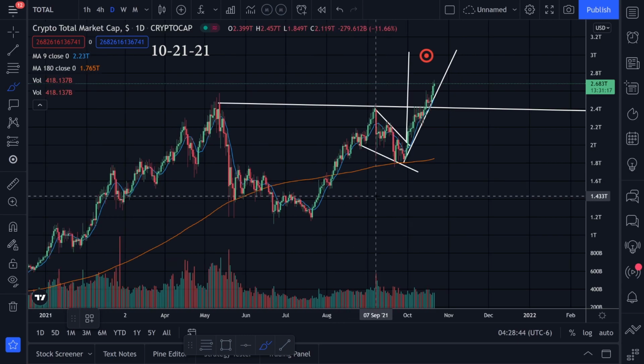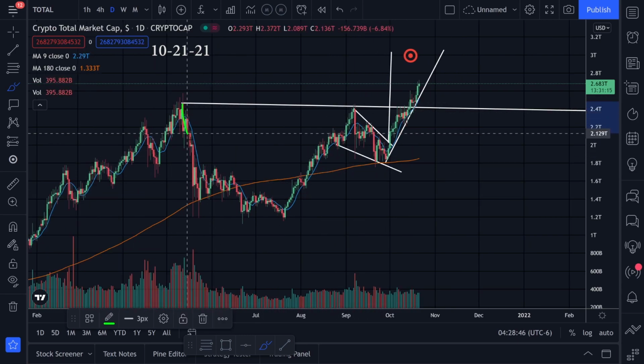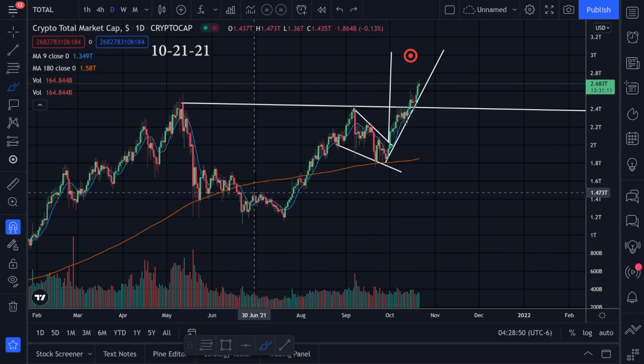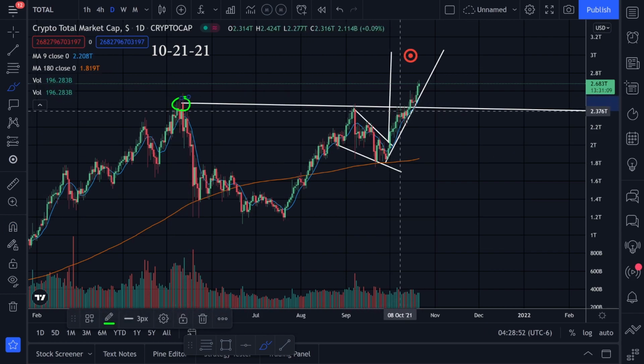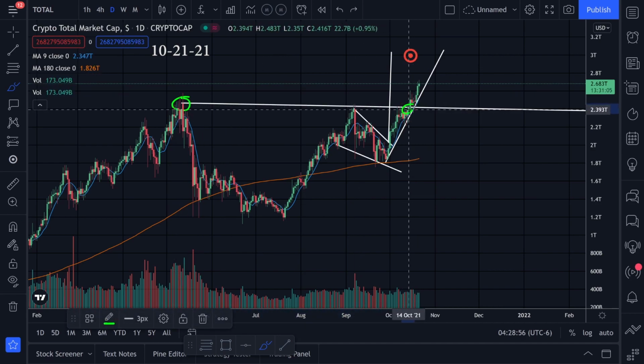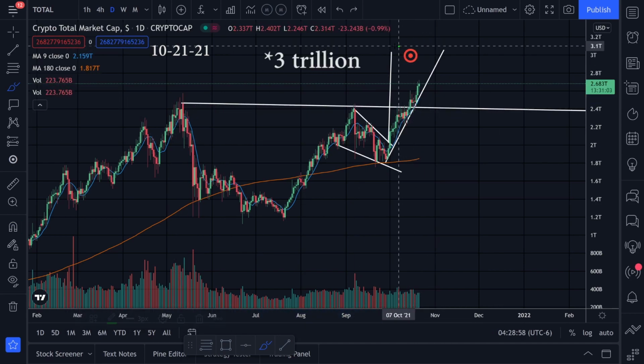If we go to the total crypto market cap, this is what we've been looking at. We have this cup and handle pattern. We got a breakout to the upside right here. What I was doing is really looking at this resistance and this resistance. We have a trend line going sideways. We broke out of this trend line. And so what I'm doing right now is targeting 3,000.